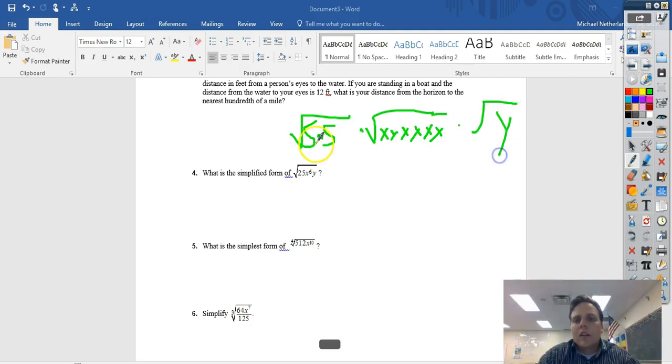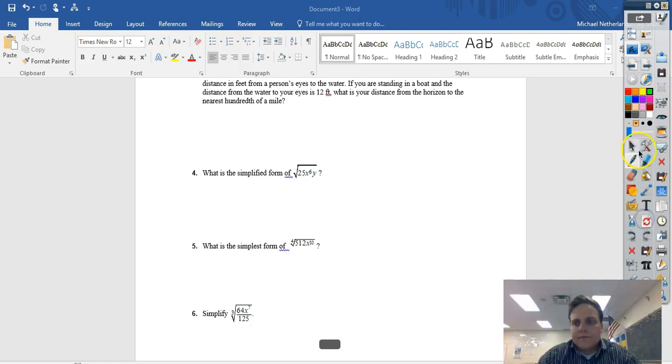Okay, I have 5 times 5, so that means 1 dies, 1 can go free. I have 6 x's, and it's a square root, so 1 dies, 1 goes free, 1 dies, 1 goes free, 1 dies, 1 goes free. Okay, I only have 1 y, so I can't do anything with that. So I get 5 x cubed square root of y. Okay, let's go on to number 5 now.